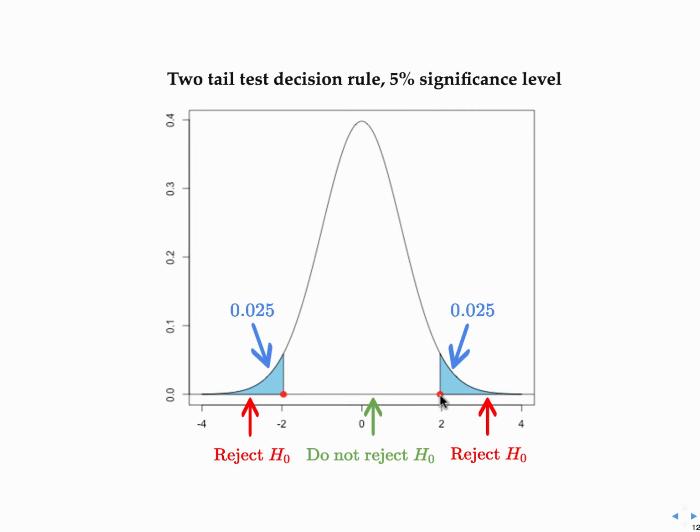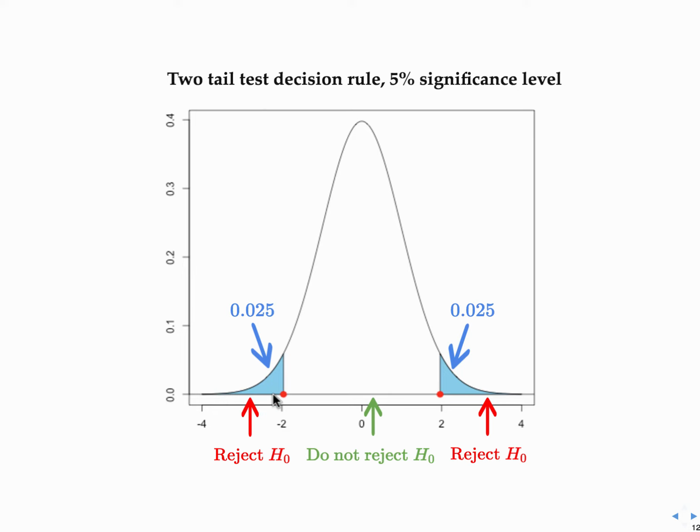Okay, so this critical value here would be the t alpha on 2, and in this case the alpha is being set to 5%, or 0.05. So alpha on 2 is 0.025. So this critical value is t 0.025, and then the degrees of freedom. And any value of the t-statistic above that critical value would lead to a decision to reject the null hypothesis. And similarly down here, the negative of that critical value, any value of the t-statistic down here would also lead to a decision to reject the null hypothesis.